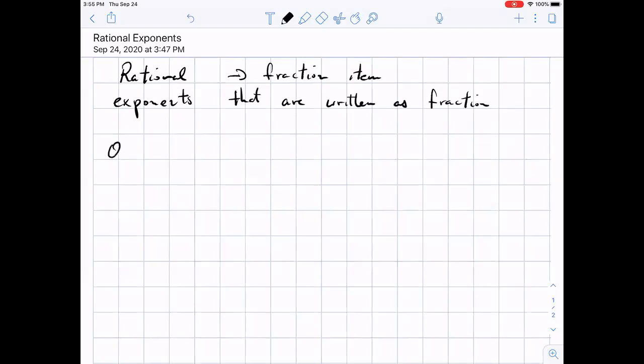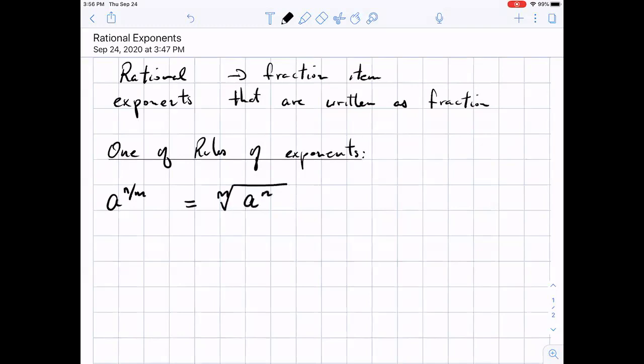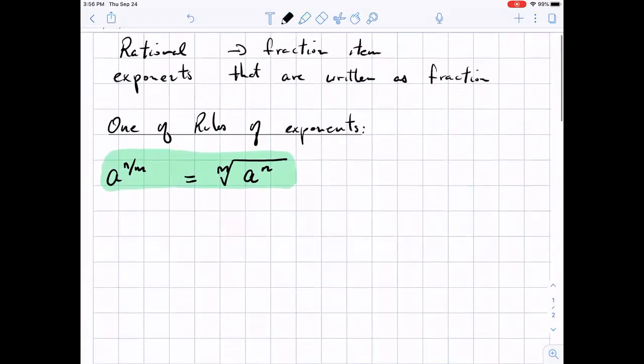And if you remember, one of the rules of exponents, or one of the properties of exponents that we looked at was a to the n over m is the same as the mth root of a to the n power. So this here was one of the properties or rules of exponent that we look at. So we'll elaborate more on that rule right now, okay? And then we'll deal with some of the operations with rational exponents. How do we multiply when we have rational exponents? What do we divide? Probably some factoring, okay?